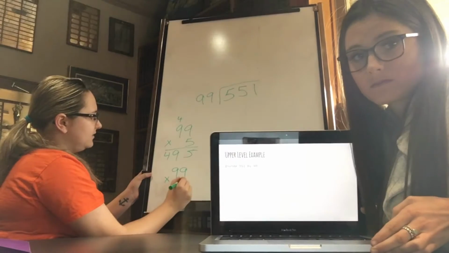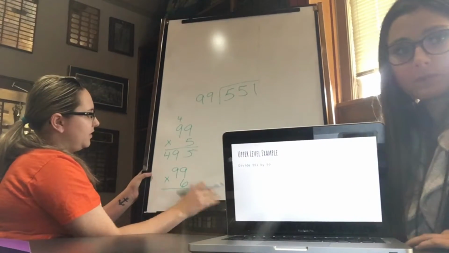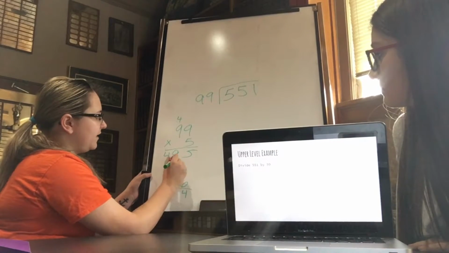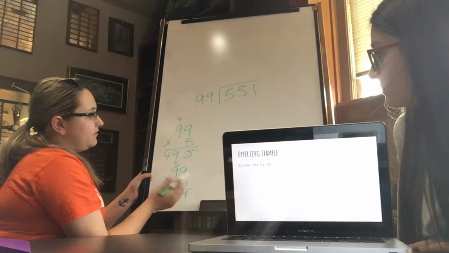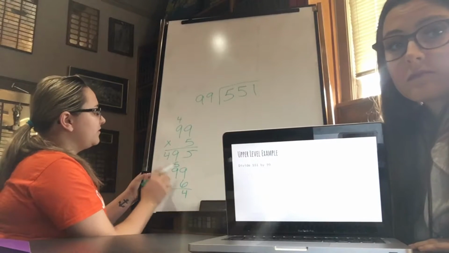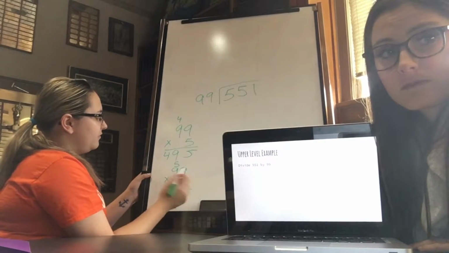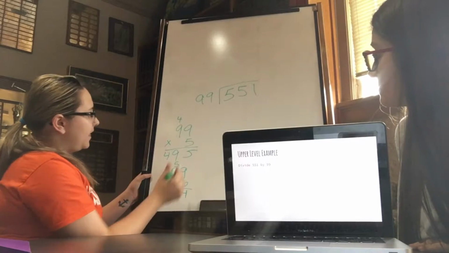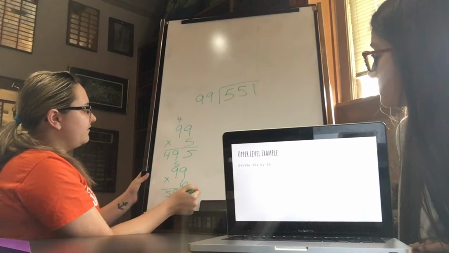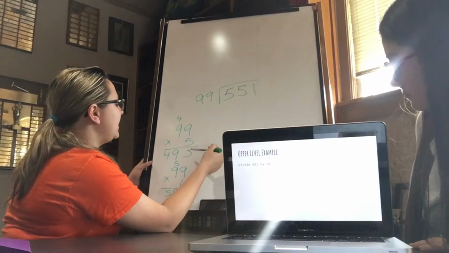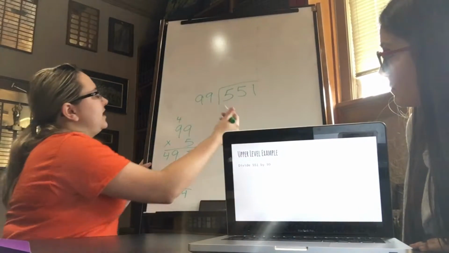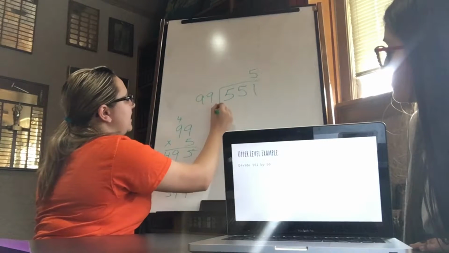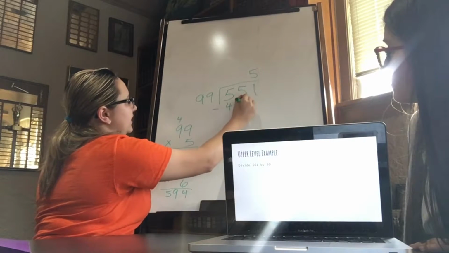So 99 times 6. We know that 9 times 6 is 54. So we carry the 5. And then right here we know 9 times 6 once again is 54, but then we have to add the 5, which is 59. So the answer is kind of in the middle. So we're going to take the smaller one so that we can have extra left over. So we'll put in a 5, and then we'll subtract 495.